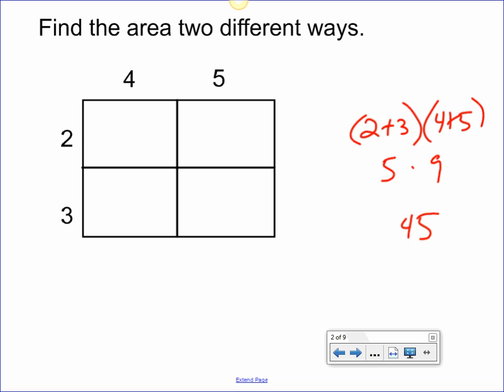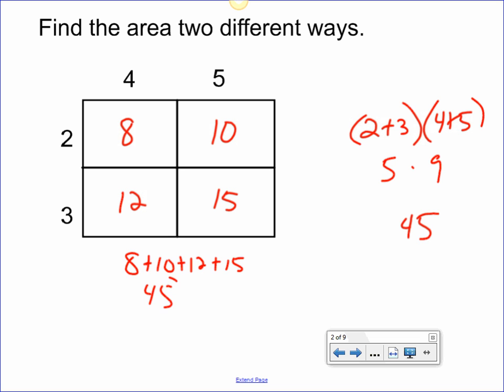So hopefully some of the others might have seen this first. You could find the area of this piece, which would be 8. You could find the area of this piece, which is 10. The area of this piece is 12. The area of this piece is 15. And then in the end, you can add all those up, and you'd have 18 plus 12 is 30 plus another 15. You still get 45.